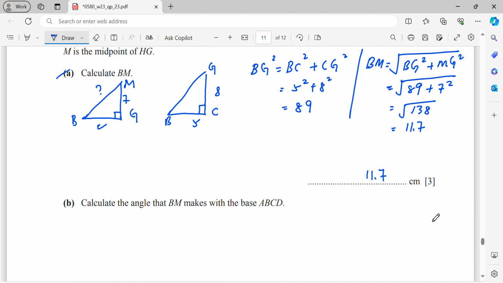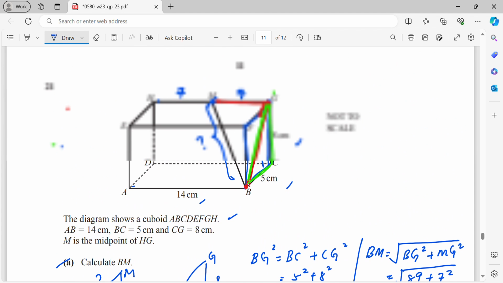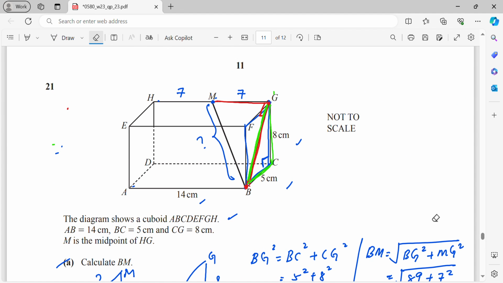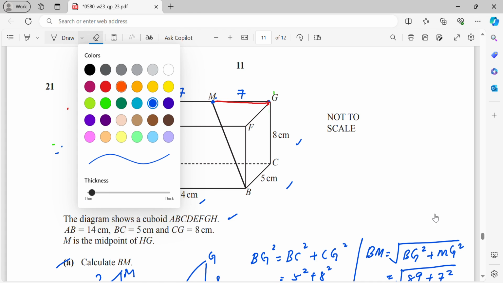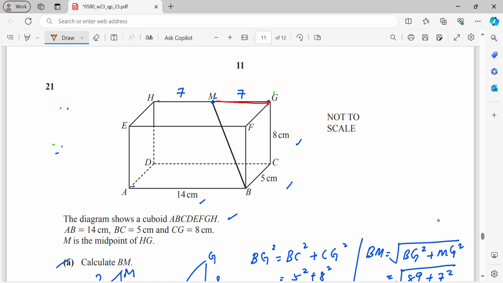Now, calculate the angle BM makes with the base ABCD. It's the same line, but now with ABCD, so I better erase all this first. So BM with ABCD. This is a base, a plane. That means it's the angle between a line and a plane.